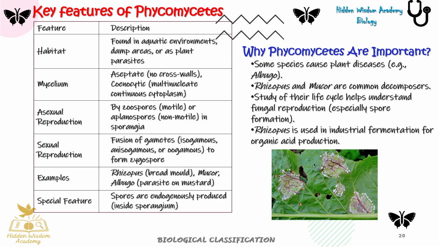Rhizopus and Mucor are common decomposers. Study of their life cycle helps understand fungal reproduction, especially spore formation. Rhizopus is used in industrial fermentation for organic acid production.